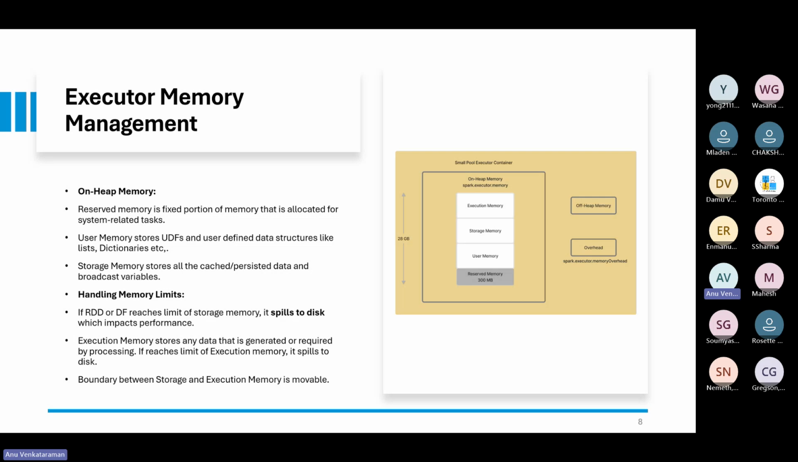And the boundary between the storage and execution memory is movable. So when execution memory stores temporary results and reaches its limit, if it needs more memory, it will take some of the blocks from storage memory and use them. So the boundary is movable.